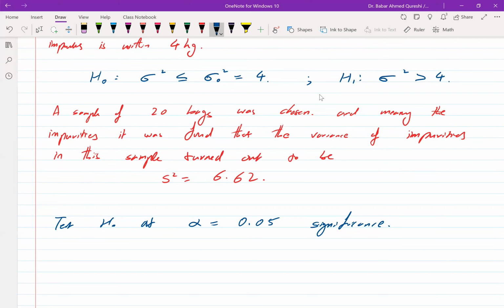So what you have got here in the sample, you got a number larger than the variance of the population which you are expecting. So you want to test if my belief, or what I hope for the variance of the population, that it is kept within the value of 4, is that true or not? So that's the main thing which is being asked over here.